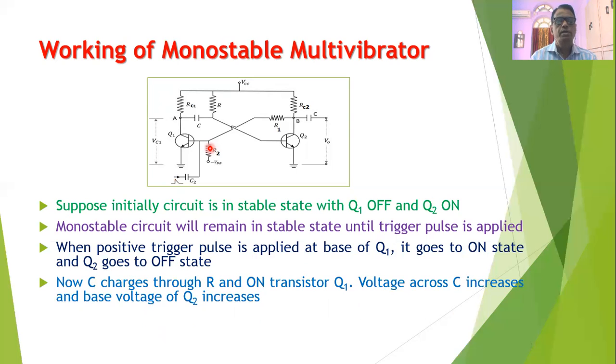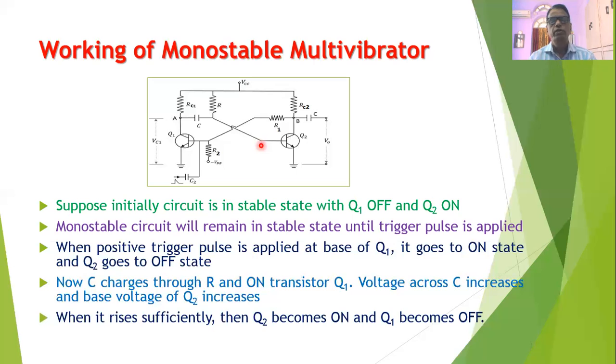Now the capacitor C will start charging through the resistance R and the on transistor Q1. The voltage across the capacitor C will go on increasing exponentially. When this voltage rises, the base potential of Q2 also rises. When the base potential of Q2 rises sufficiently, transistor Q2 will go into the on state. Its collector potential will fall down, and therefore the base potential of Q1 also falls down, and Q1 will go into the cutoff state.